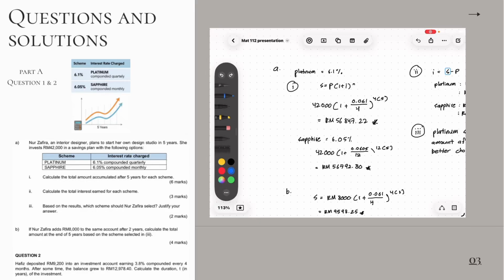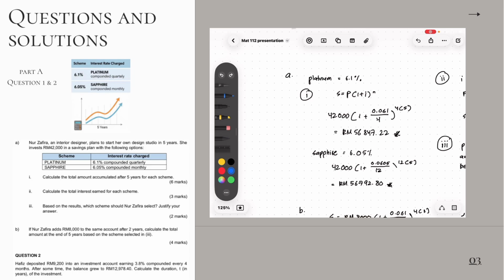Nur Zafira, an interior designer, plans to start her own design studio in 5 years. She invests 40,000 in a savings plan with the following options. So the first question is calculate the total amount accumulated after 5 years for each scheme.